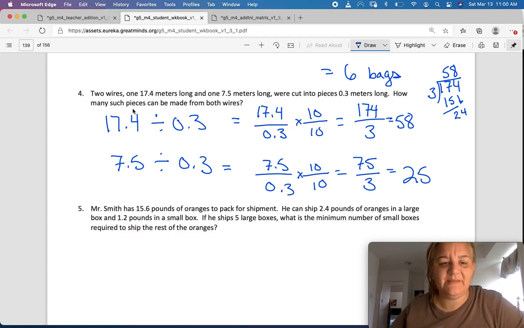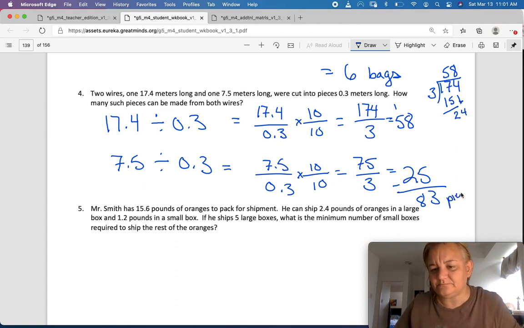How many such pieces can be made from both wires? Now we have to add them together. And 58 plus 25 is 13, carry the 1, 6, 7, 8. 83 pieces. Great. All right.